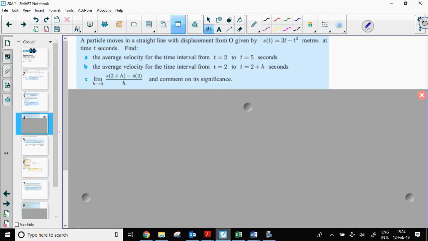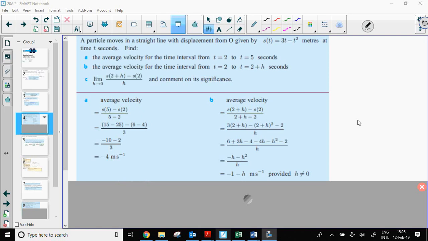Anyhow, let's do something with the average rates of change. First two, pretty straightforward. We're just using our average rate of change formula for velocity. We take the position at time 5 minus the position at time 2, divided by 5 minus 2. Simplify. We get -4, and the units, since it's velocity, are going to be meters per second.